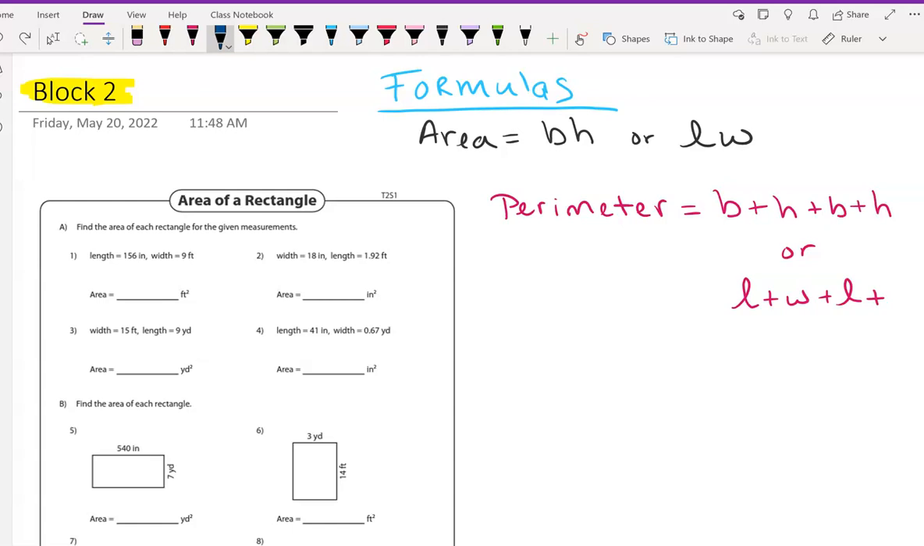Hello, can you please add block 2 to your notes, the word block and the number 2? And then once you've done that, I would like you to write down these formulas for a rectangle.